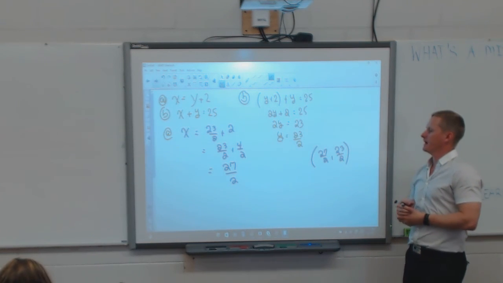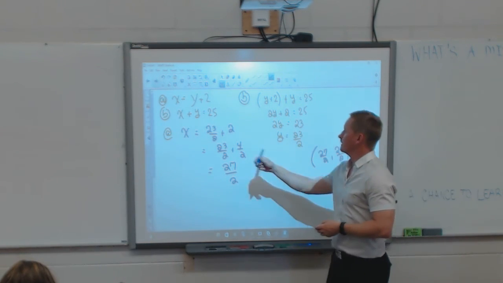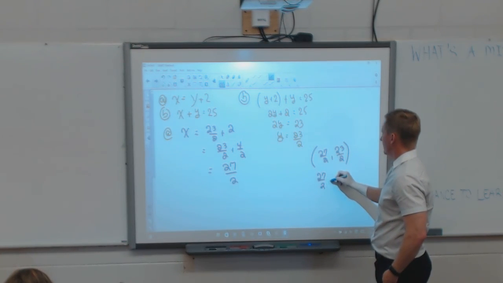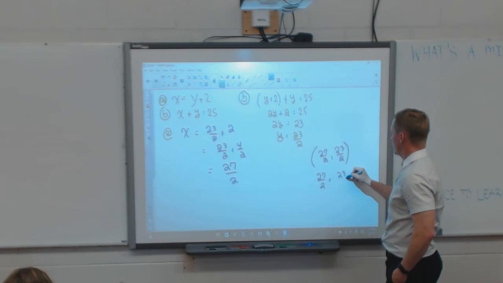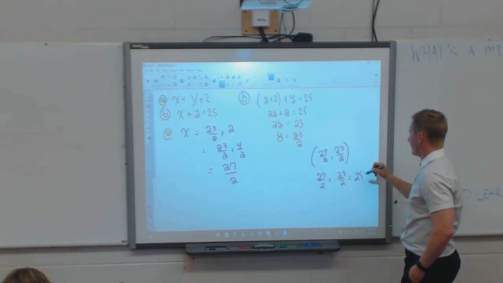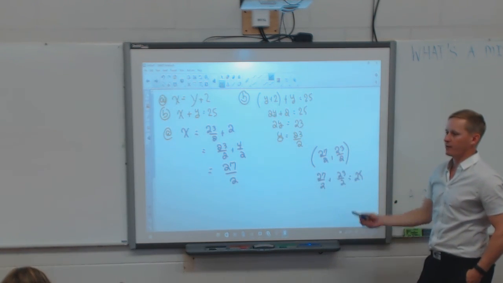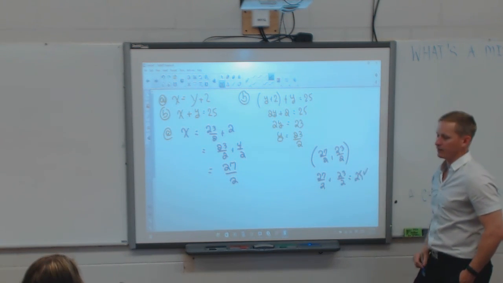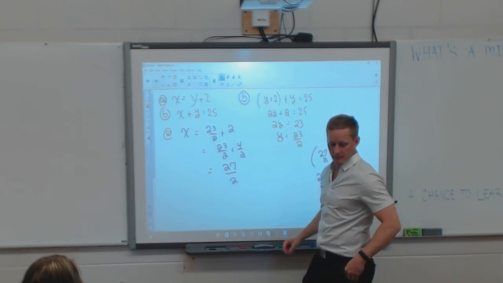Okay, there you have it, and then I would prove it. Put that in that equation there, so I'd have 27/2 plus 23/2, it should equal 25. 27 and 23 make what? 50. 50 divided by 2 is 25. All right. Okay, that's it.